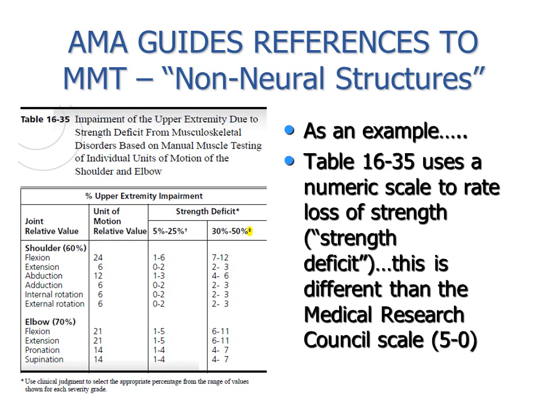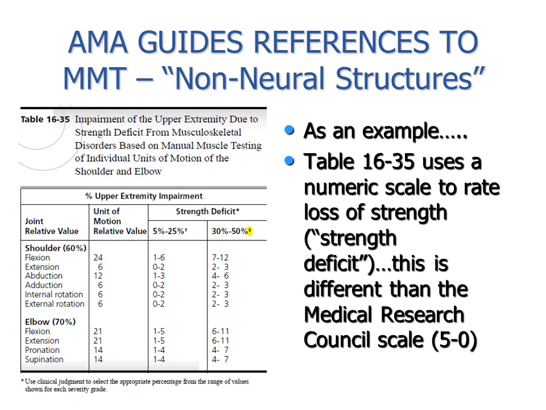And you'll notice that here in Table 16-35, they use strength gradings, or gradings of strength deficit, pretty much consistent with the Kendall numeric percentage scale. This is different from the Medical Research Council scale of the 5 to 0 scale. Here we're using a percentage scale to describe loss of strength of specific motions of both the shoulder and the elbow.